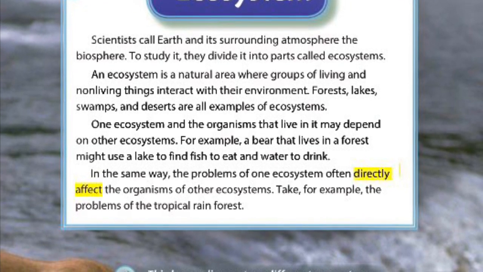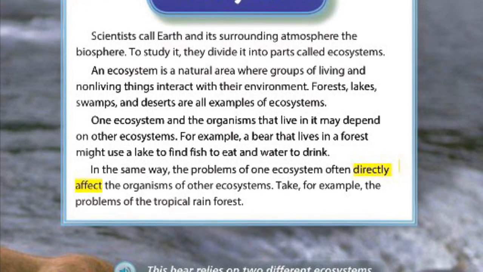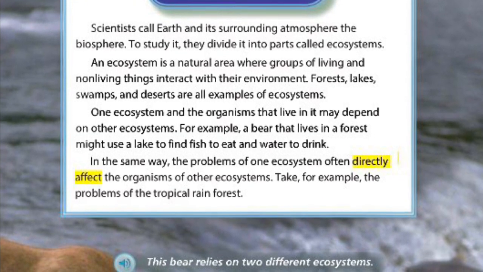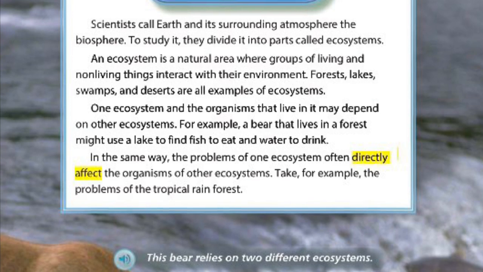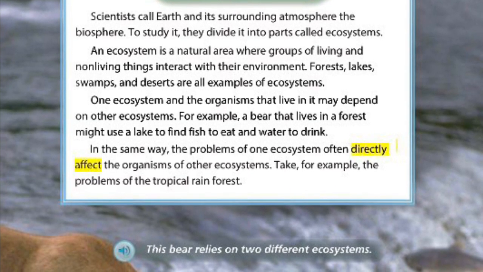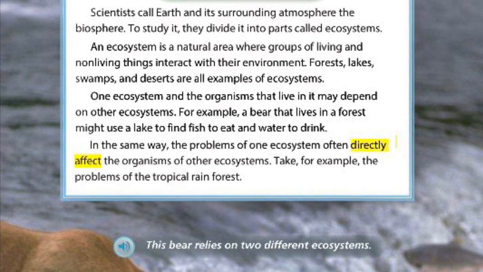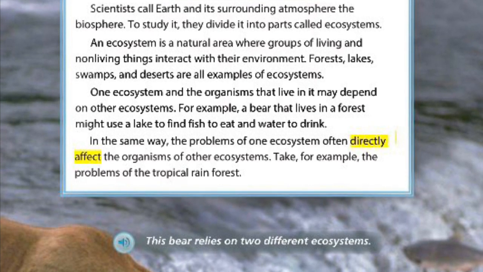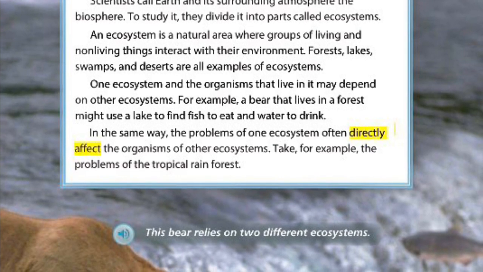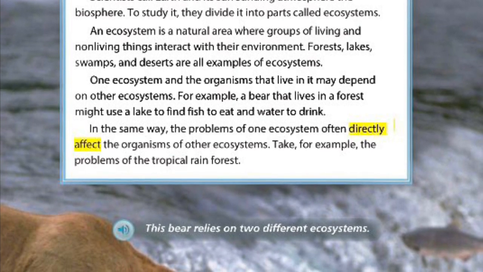One ecosystem and the organisms that live in it may depend on other ecosystems. For example, a bear that lives in a forest might use a lake to find fish to eat and water to drink. In the same way, the problems of one ecosystem often directly affect the organisms of other ecosystems. Take, for example, the problems of the tropical rainforest.